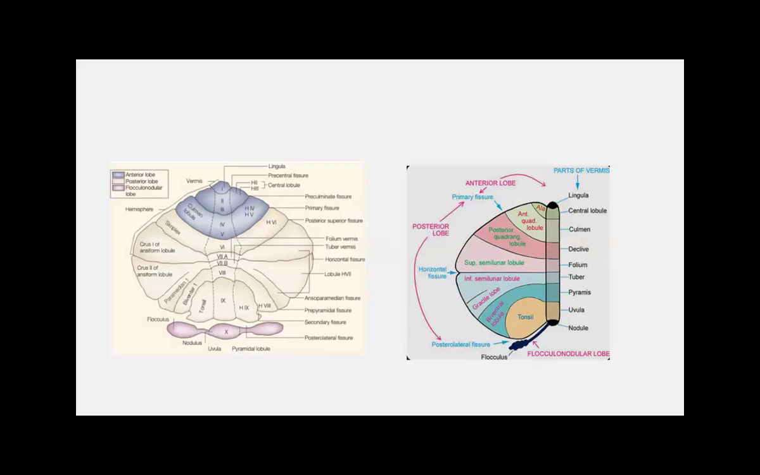The cerebellum is divided into various lobules by fissures. There is one major fissure called the primary fissure that divides it into the anterior and the posterior lobes. In addition, there is the flocculonodular lobe as well. The vermis is divided into 9 parts, and the lateral lobes are also divided into various lobules.